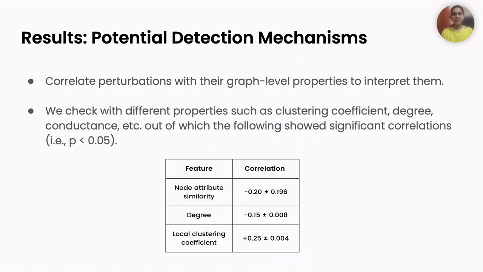Finally, we also conduct an experiment to study if TANDIS can be easily detected using common graph level properties. However, we found that edges selected by TANDIS only showed weak correlations, with these measures showing significance only 3 times out of 8. In particular, TANDIS is somewhat likely to perturb a node pair with a lower attribute similarity, a lower degree, and a higher local clustering coefficient. These weak correlations open up interesting avenues for future investigation and detection mechanisms.